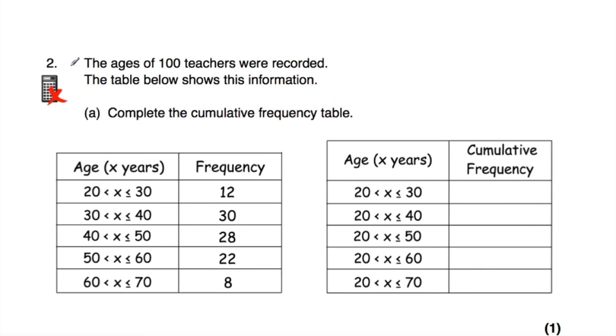Okay, let's have a look at our next question, question number 2. So question number 2 says the ages of 100 teachers were recorded. So here's the ages of 100 teachers, and the table below shows this information. So we've got their ages.